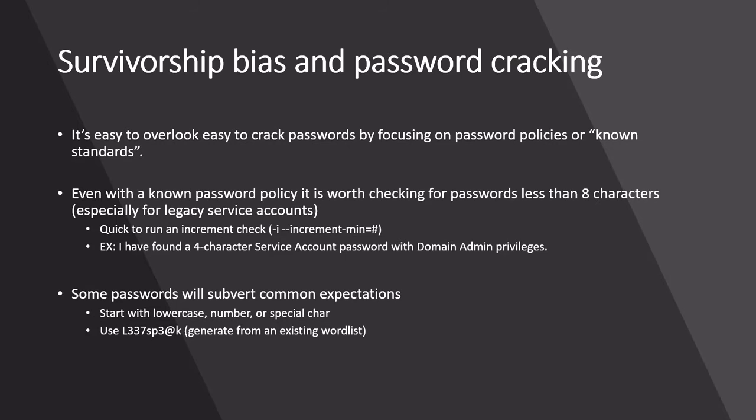All right, so how does survivorship bias tie into cracked passwords? Like the US military overlooked data on planes that did not return because this data wasn't directly visible to them, it's easy to overlook data when cracking passwords. If you focus strictly on cracking passwords based on the password policy, for example, or known standards or user behavior, you're likely going to overlook a lot of very easy to crack passwords. So if you do have your known password policy, it's still worth checking for items that fall outside of that password policy, like passwords that are less than the required number of characters. An increment scan of less than 8 characters is usually very quick, and it's beneficial to password cracking efforts.